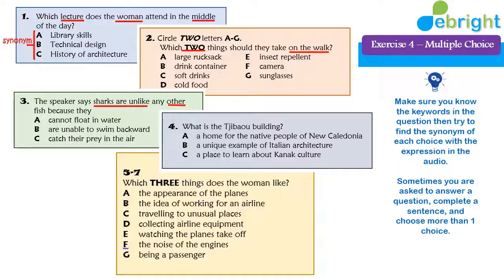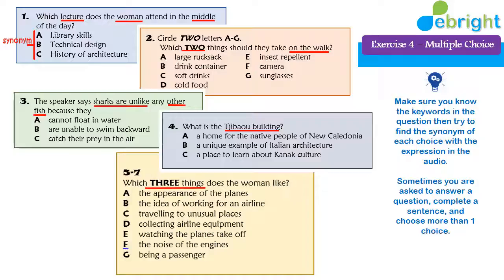And number 4, what is Chiboy building? So the keywords are Chiboy building. So whenever you listen for the words Chiboy building, you should prepare to choose among A, B, or C. Is it a home for the native people of New Caledonia, or a unique example of Italian architecture, or a place to learn about Kanak culture? Find the synonym also from the choices over there.